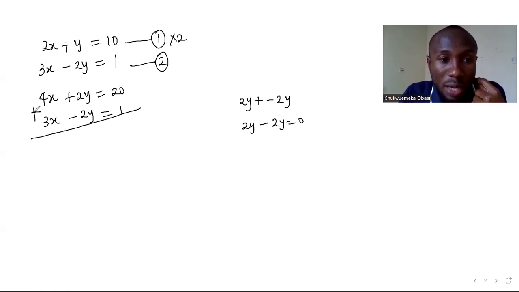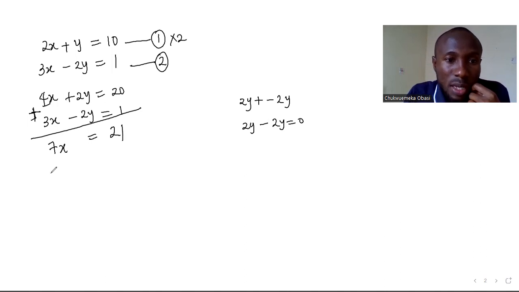So you see now why I put addition, because addition is going to eliminate y. So take note of all these things. So let's go now. I do 4x plus 3x, that will give me 7x. Then 2y plus minus 2y, we already saw that will be 0. Now we have 20 plus 1, that will be 21. And now you divide everybody by 7 to get x.